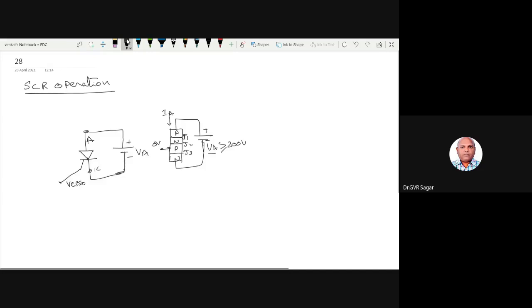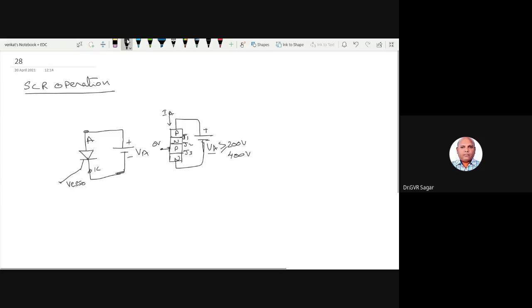Therefore an enormous amount of voltage, more than 200 volts, is required to make junction J2 break down. Sometimes some SCRs may require more than 400 volts. This is without the VGG voltage; the gate voltage is 0, right?